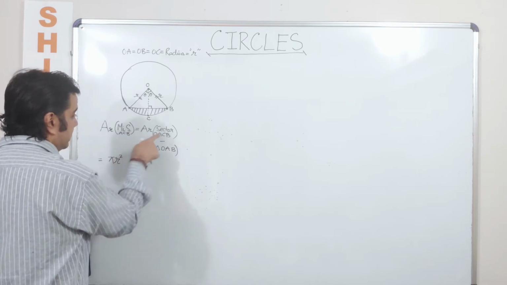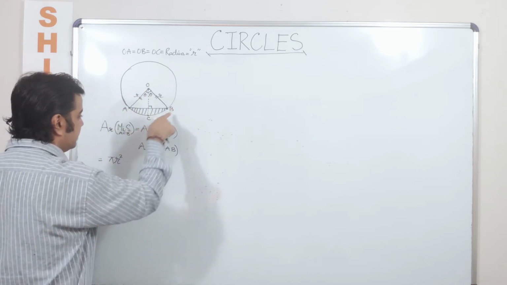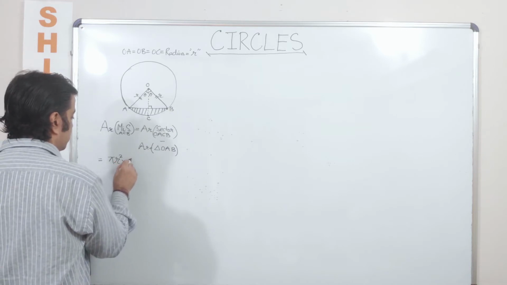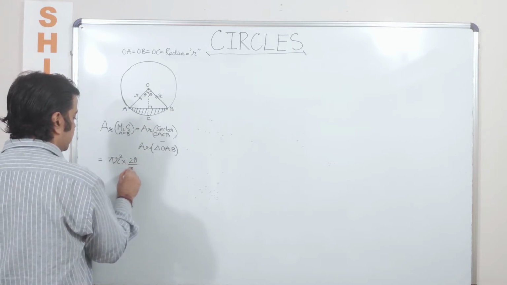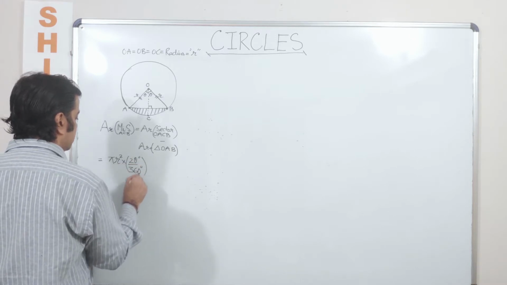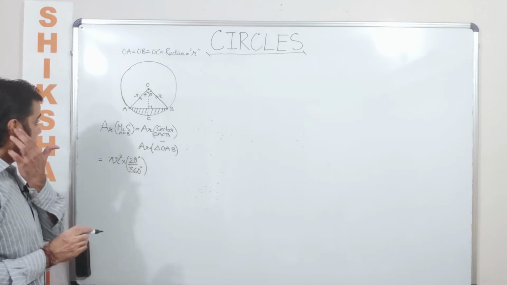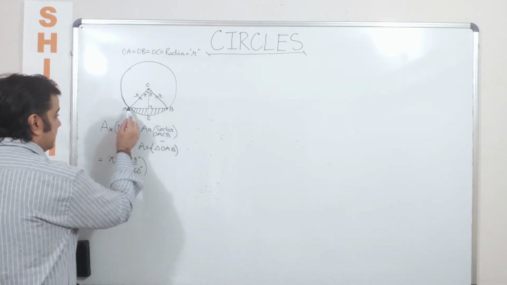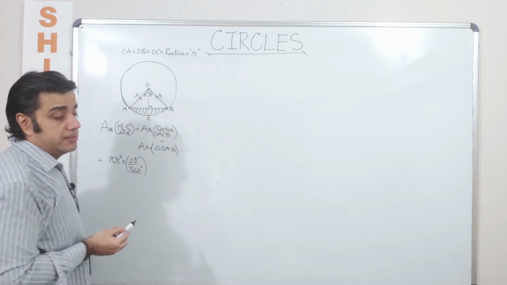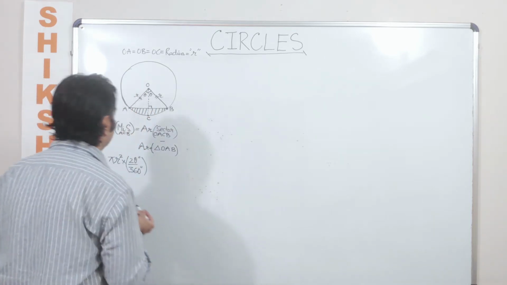So can I say now that the area of the sector OACB will be what? Pi r square into 2 theta upon 360 degrees. This is the area of the sector formed. And what is the angle this minor arc subtends? The minor arc subtends an angle of 2 theta at the center.